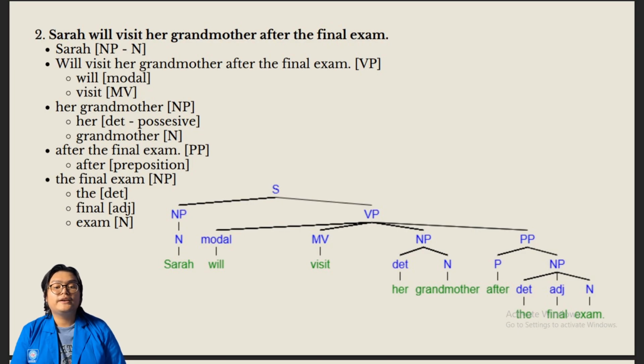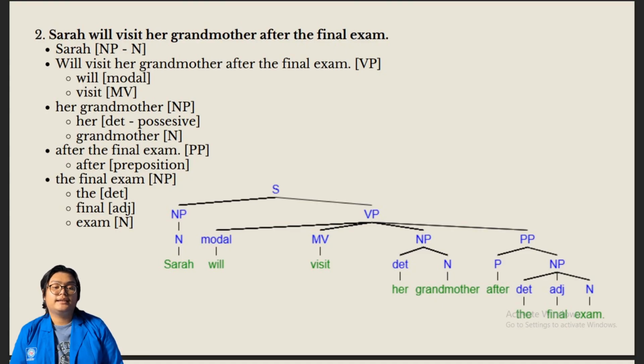2. "Sarah will visit her grandmother after the final exam." So "Sarah" is a noun phrase, consisting only of a noun. "Will visit her grandmother after the final exam" is a VP, because "will" is a modal or auxiliary verb, and "visit" is the main verb. "Her grandmother" is an NP: "her" is a possessive determiner and "grandmother" is a noun. "After the final exam" is a prepositional phrase, consisting of the preposition "after" and the NP "the final exam," which consists of the determiner "the," the adjective "final," and "exam" as a noun.